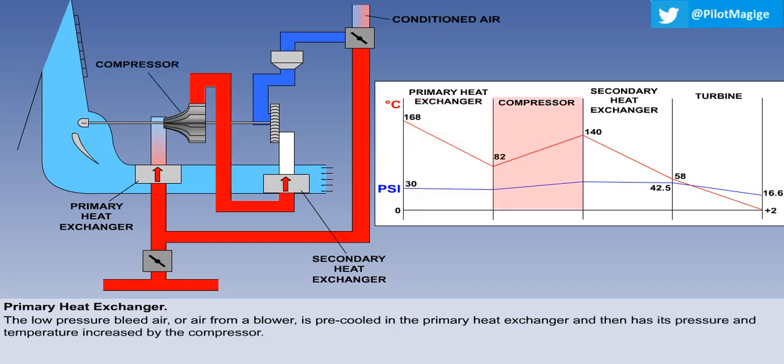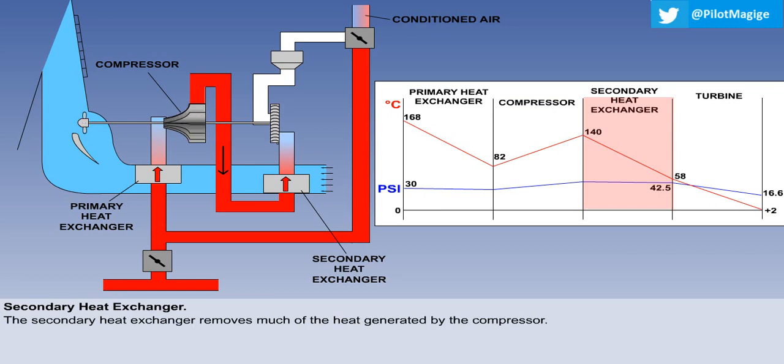The cooled bleed air then has its pressure and temperature increased by the compressor. Between the compressor and the turbine is the secondary heat exchanger, which serves to remove from the air much of the heat generated by the compressor.